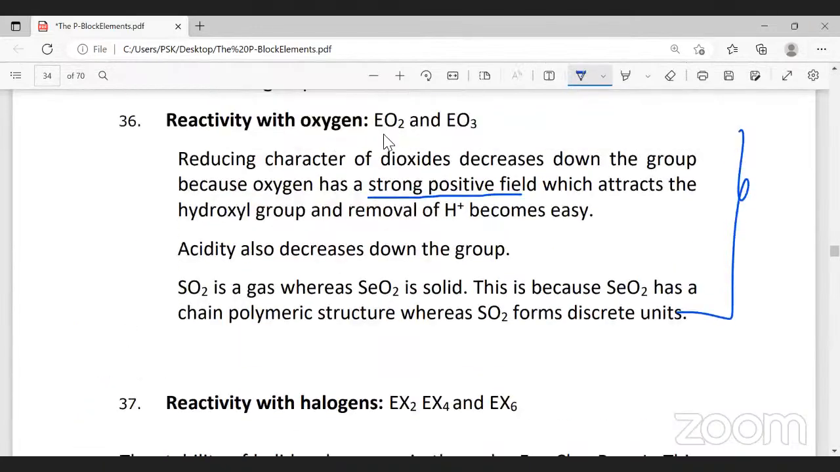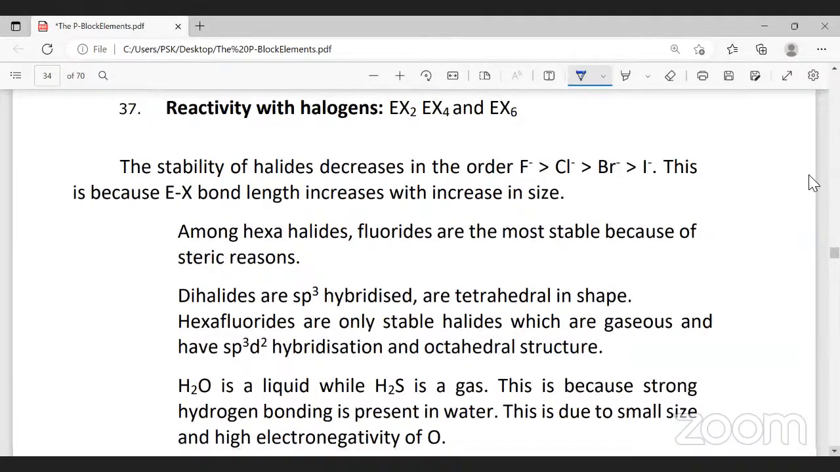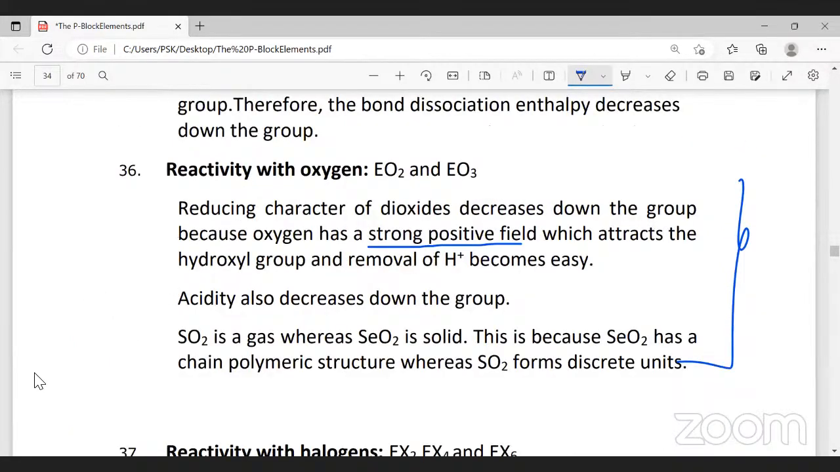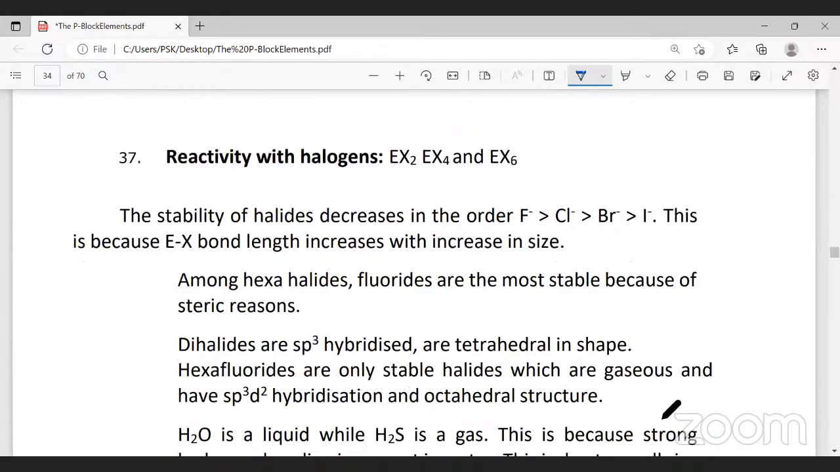EO2 and EO3 compounds. 16th group elements can form oxides like EO2 and EO3. For example, I can say sulfur dioxide, sulfur trioxide. Likewise, selenium dioxide, selenium trioxide, and it goes on like that. So oxygen can react with other elements of the 16th group to form these.